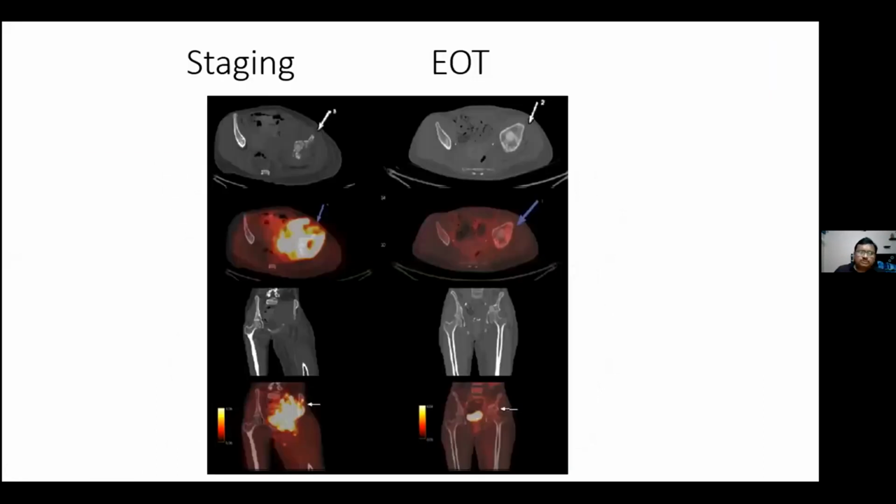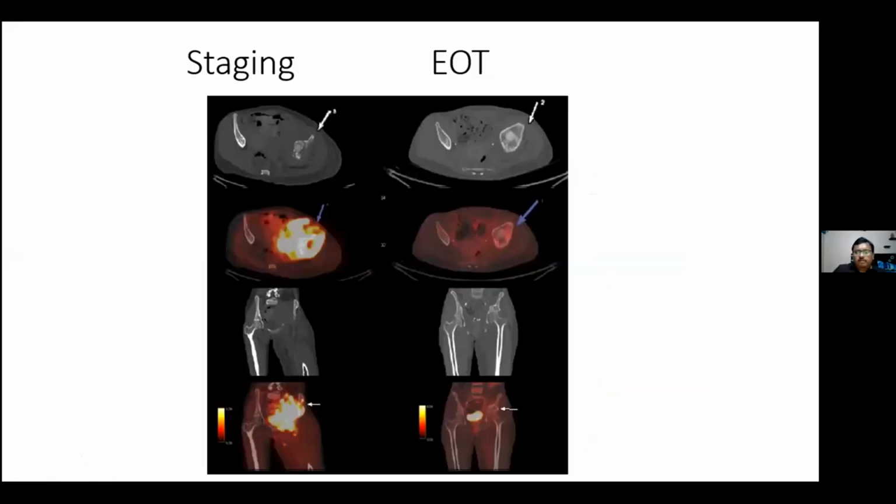So just to show this image, staging and end of treatment: you see this huge mass in the hemipelvis involving the iliac blades, and at the end of treatment it is completely gone, with some telltale residual sequelae which are suggestive of sequelae and not really disease.